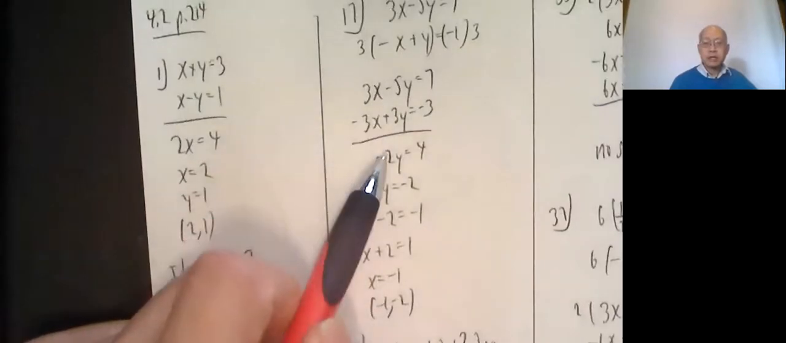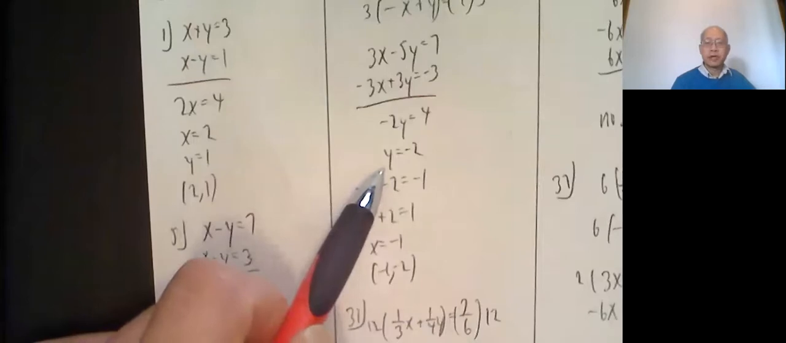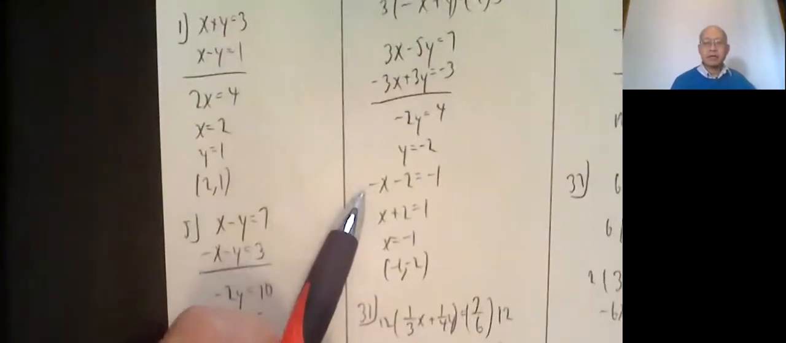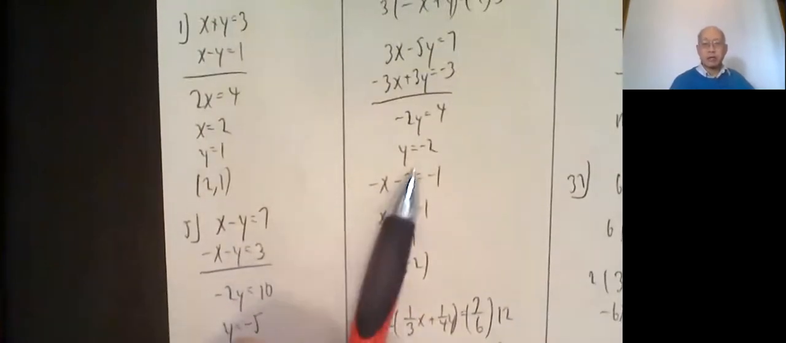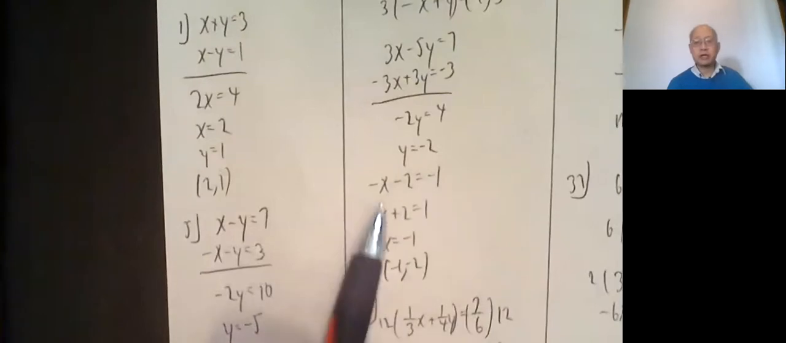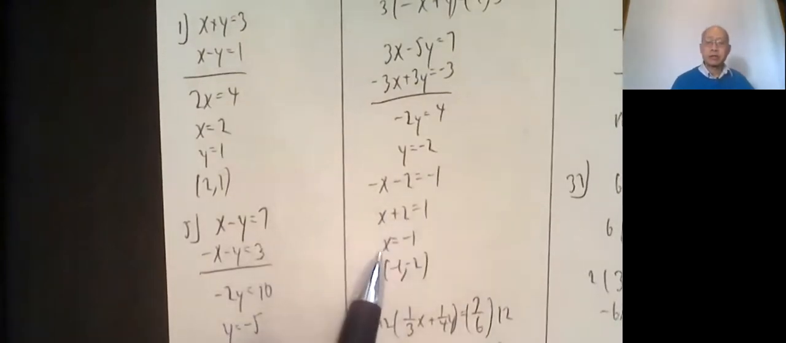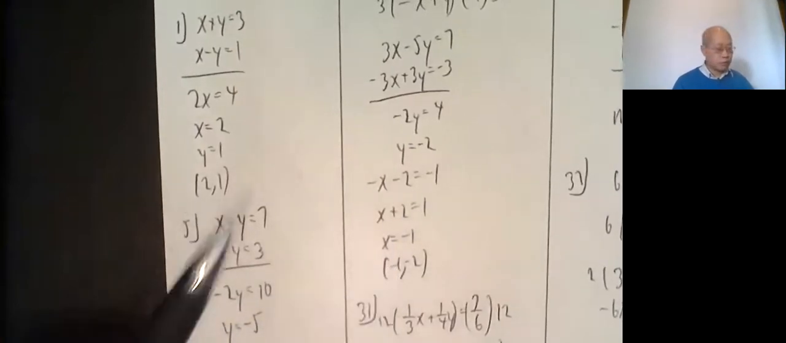So this comes out to be negative 2y equals 4. Divide by negative 2, y equals negative 2. Plug negative 2 back here. I get negative x minus 2 equals negative 1. Too many negatives for me. I'll multiply both sides by negative 1, and they're all positive. x plus 2 equals 1. I like that a lot better. Then subtract 2, x equals negative 1. So my ordered pair is negative 1, negative 2.